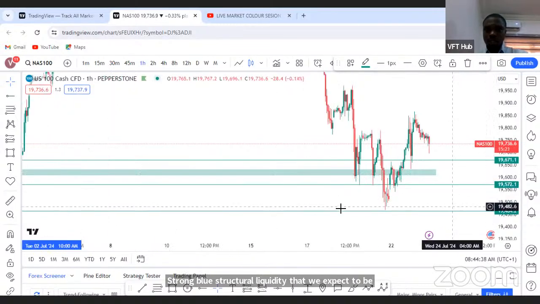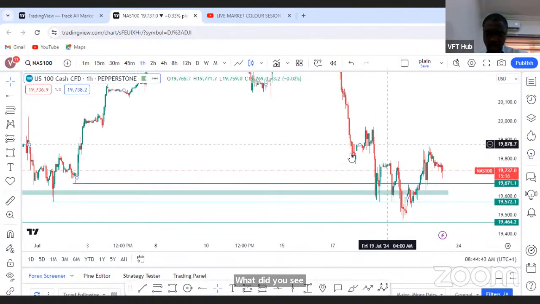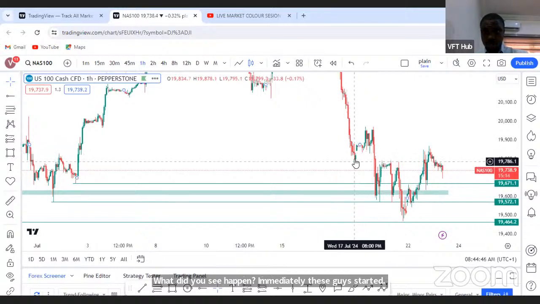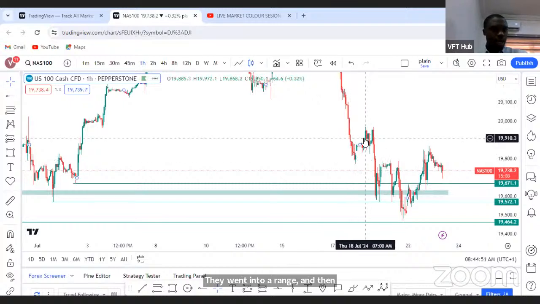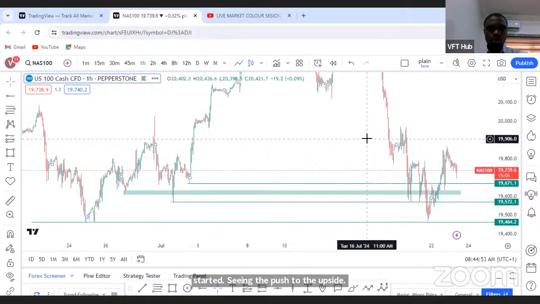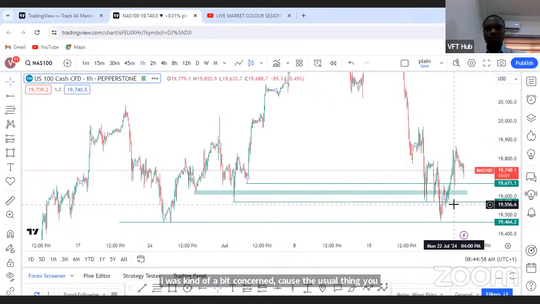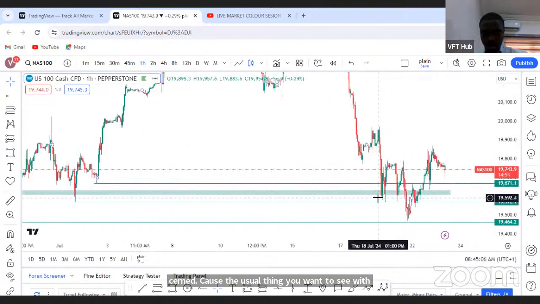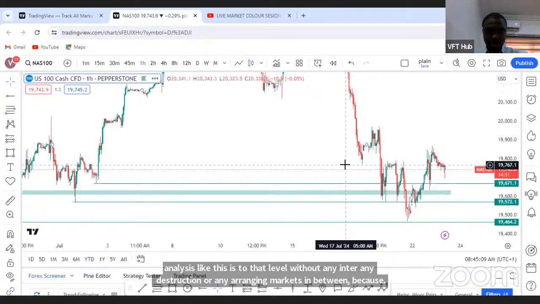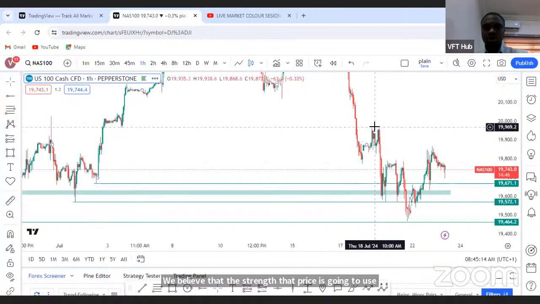What did we see happen? Immediately, these guys started stalling around this place. They went into a range here, and then from this point here, we started seeing the push to the upside. I was a bit concerned because the usual thing you want to see with analysis like this is a sharp drop to that level without any distraction or any ranging markets in between, because we believe that the strength price is going to use to violate this has already happened here, right? And then we saw that push to the upside here.